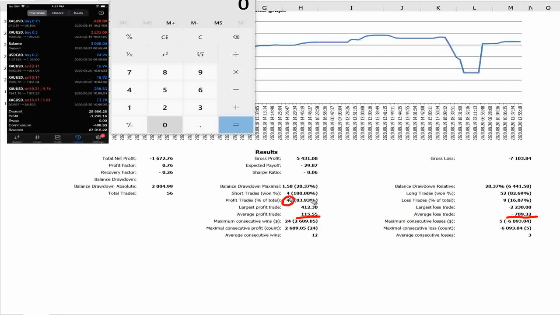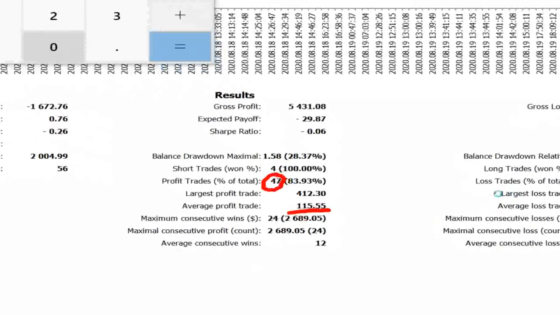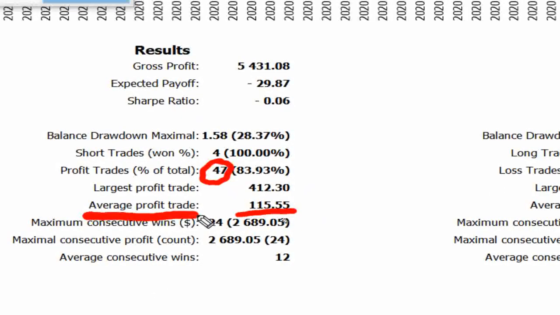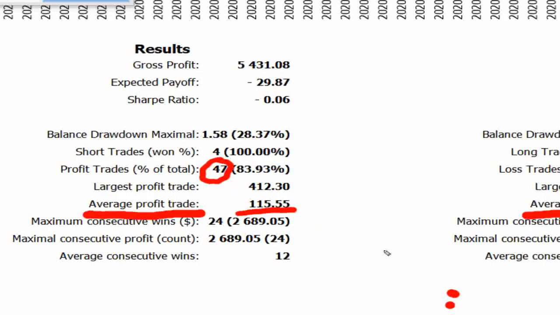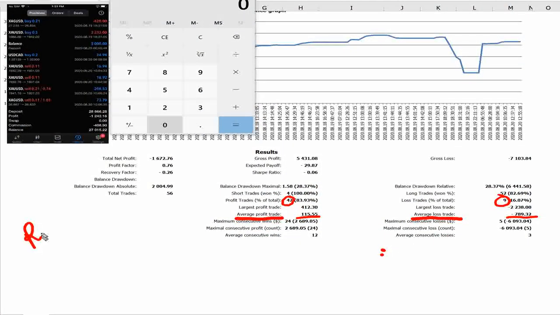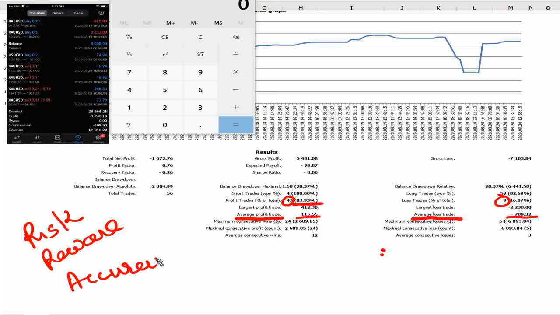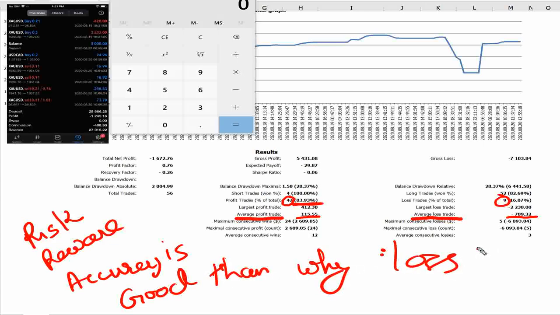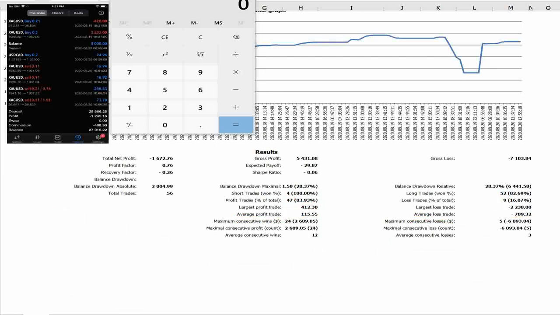So the average profit of the client is 115, average loss 780, and profit trades 47, loss trades 9. So accuracy is 84%, as we just mentioned. Now the average profit is 115 and the average loss per trade is 789. But you can check the client's number of trades in profit, 83 out of 100, only 16% trades are in loss. So the average is really good, which is really plausible. Then why did the client make a loss? That's the question.